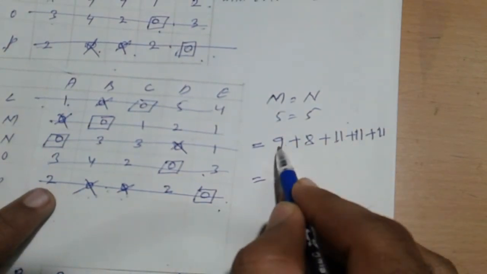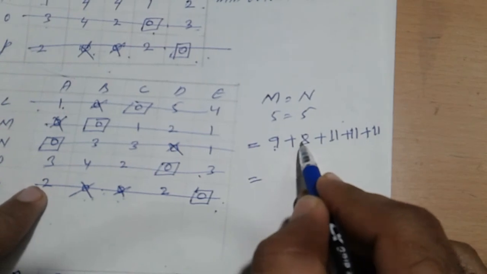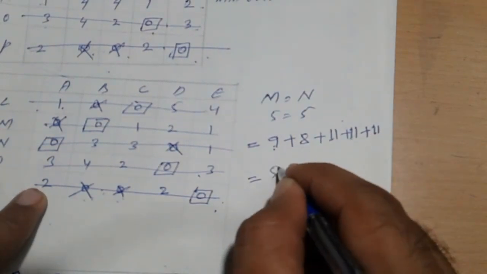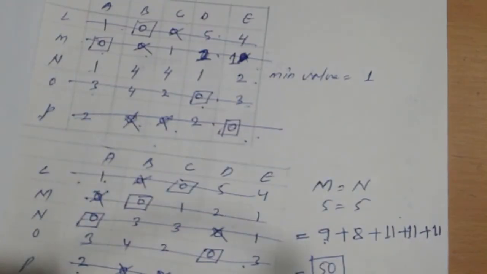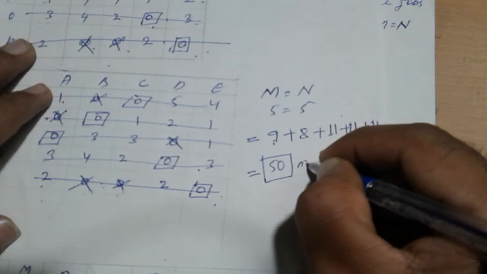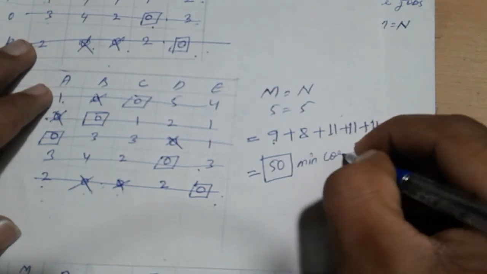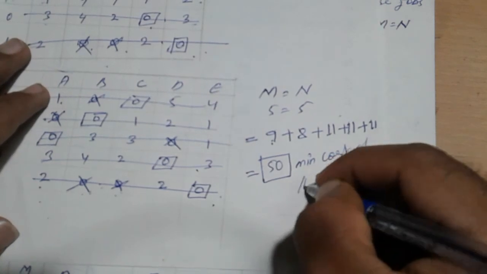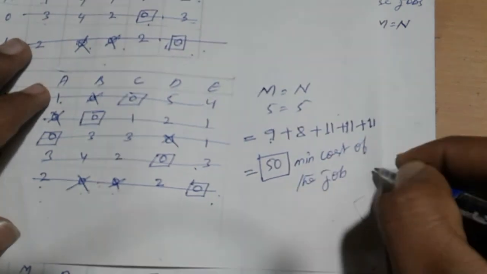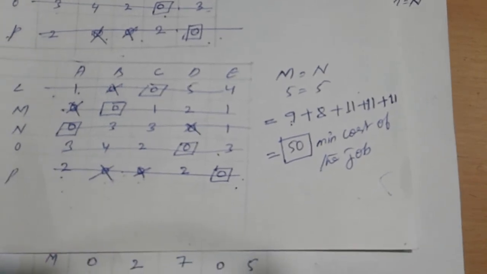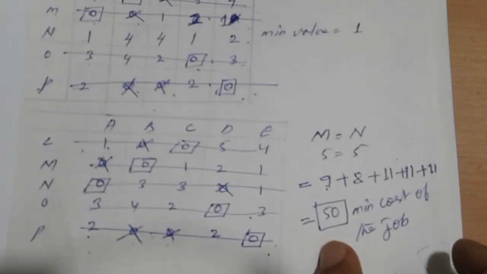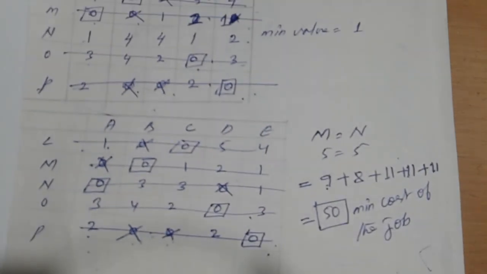11 on 9, 20, 28, 39, 40, 50. What is the answer? 50 is the answer. The minimum cost of the job is 50 rupees. The minimum cost of the job is 50 rupees, after assigning the job. So we got 50 rupees for the minimum cost. Okay, this is the way the assignment problem will be solved.